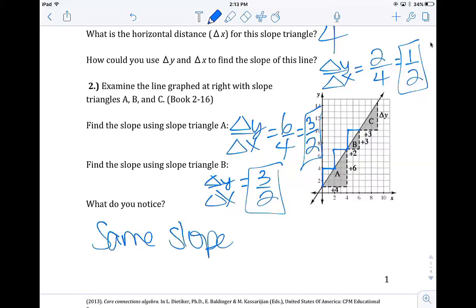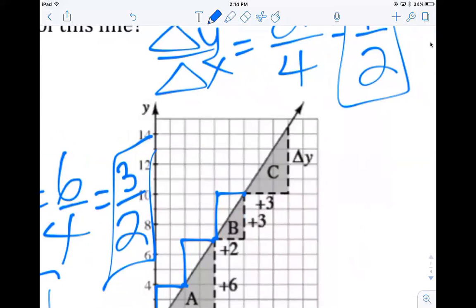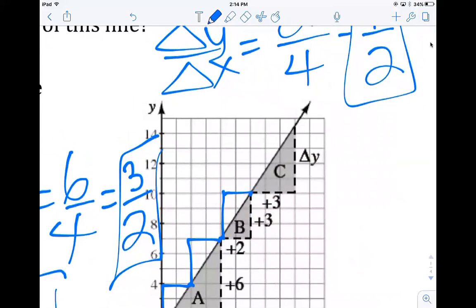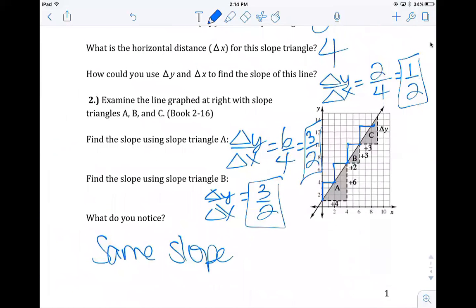And that brings us to the point about this problem: no matter where you pick your 2 points to make your slope triangle, it will always be the same slope. It's a constant change. So even if I continue to go up 3 over 2, you can see, oops, I missed the line there, but it's still on the line. No matter where you pick your 2 points, your slope will always be the same, up 3 over 2.